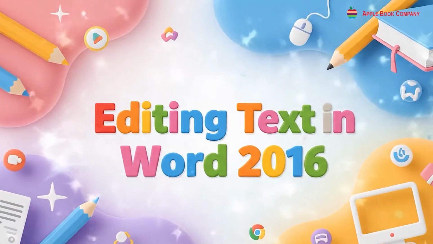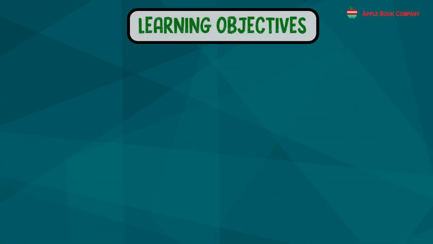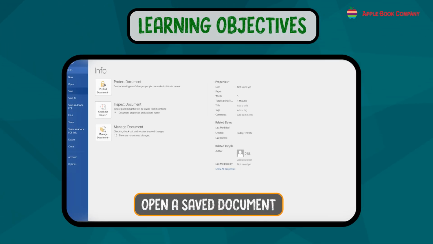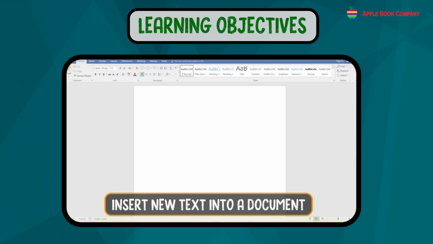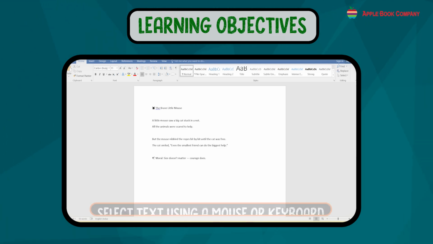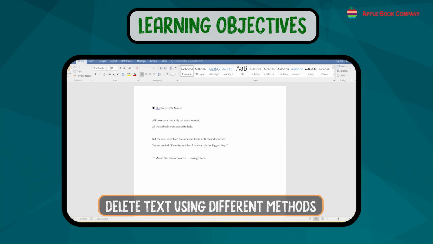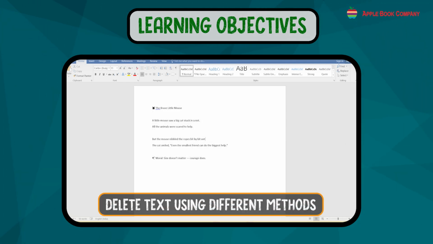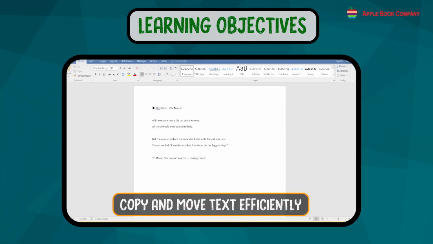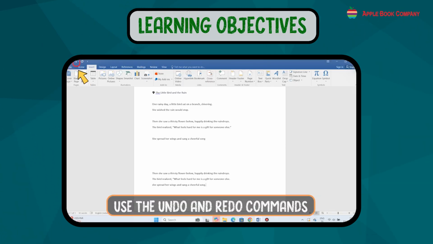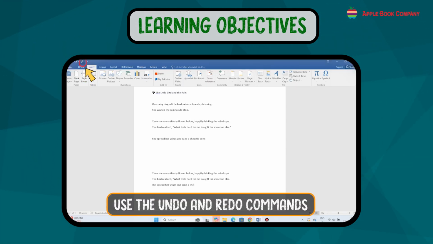Editing text in Word 2016. First, let's start with the learning objectives. Open a saved document. Insert new text into a document. Select text using a mouse or keyboard. Delete text using different methods. Copy and move text efficiently. Use the undo and redo commands.